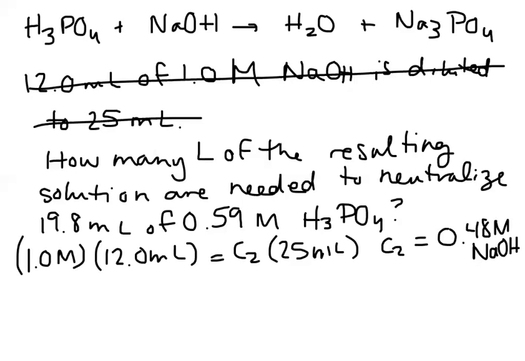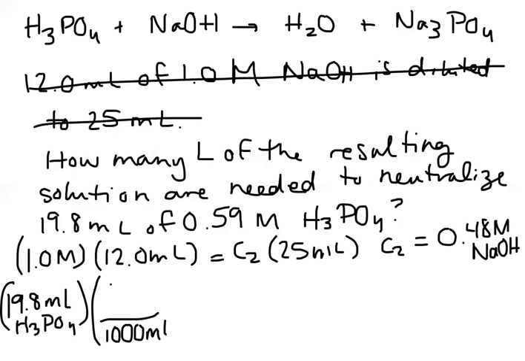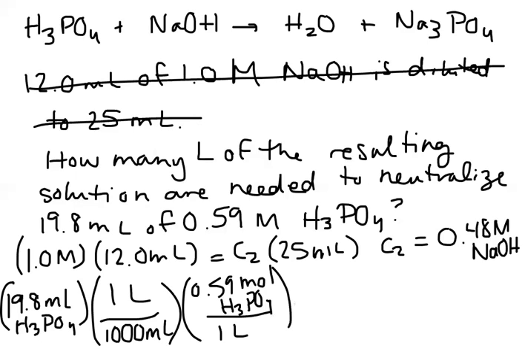So even though we found the concentration of NaOH, we still know more about H3PO4. So first we're going to deal with H3PO4. We're going to start with 19.8 mL. What do we need to do with those mL of H3PO4? Change them to liters. Okay, so we're going to have 1,000 mL per 1 liter. Now what do I use? 0.59 moles of H3PO4 per 1 liter. What's my next? Oh, sorry, I forgot to balance it. It's 3 and 3 up here.